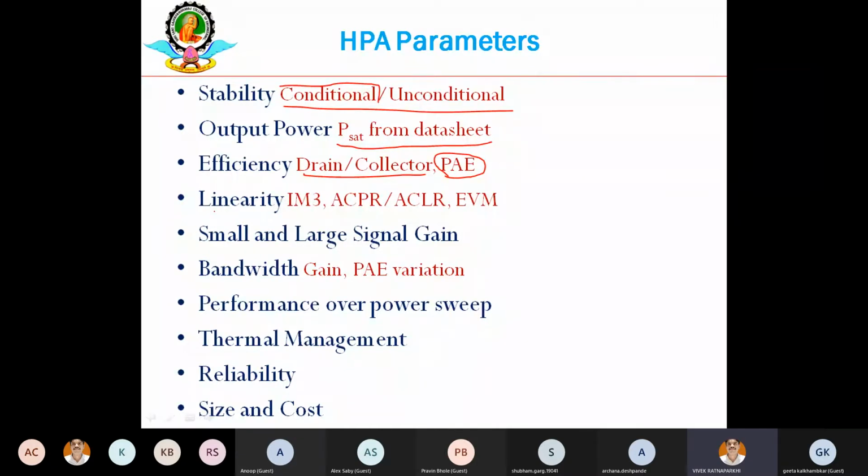Then we have linearity. By this time we were not focusing on linearity and efficiency; for the three amplifiers which we have designed, we have not talked anything about efficiency and linearity. So these are two important parameters. Anyways, output power is important, but at the same time, what is the efficiency? To produce 10 watt output power, what input DC is required? That is most important. If you are producing 10 watt output power and you have to feed 100 watt of PDC, the efficiency is very low.